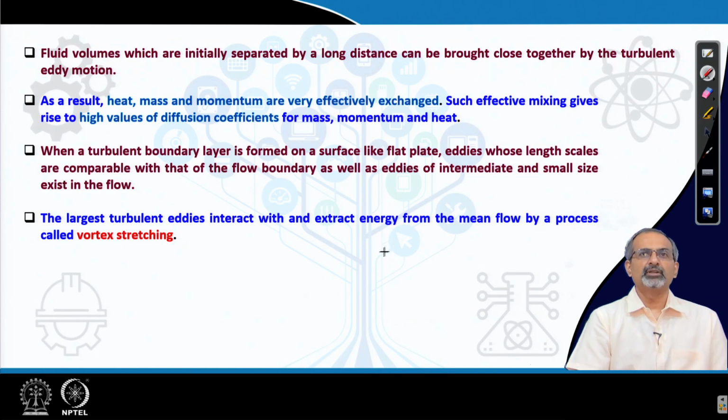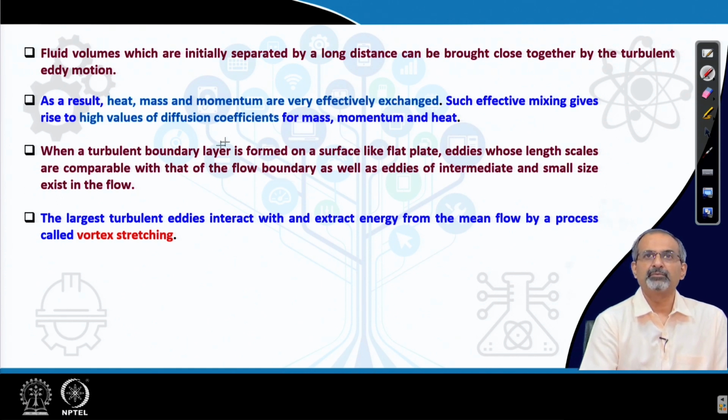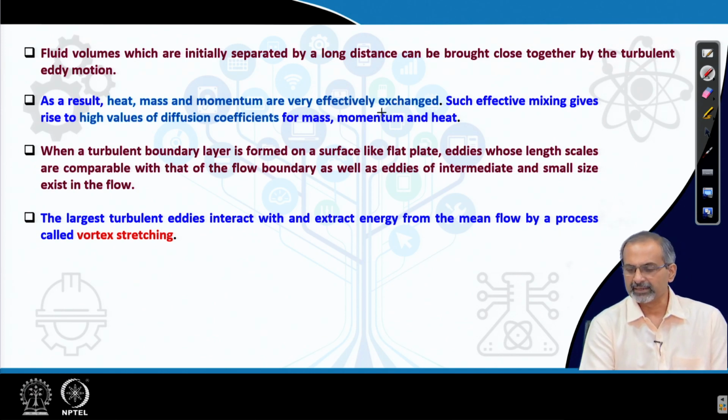There is a little bit more that we need to look at. So, fluid volumes which are initially separated by a long distance can be brought close together by the turbulent eddy motion. That is, by virtue of these fluctuations, distant volumes can start interacting with each other. As a result, heat, mass and momentum transfer effectively exchange in this situation.